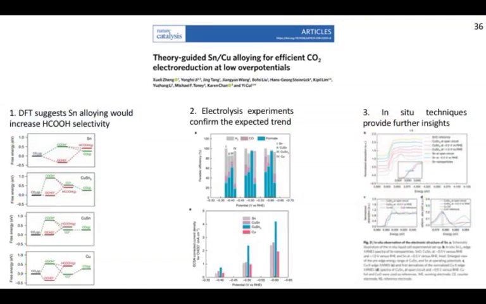For instance, this paper here on Nature Catalysis. So this will be pretty much what we mentioned before. First of all, DFT suggests that adding tin to the tin copper alloy would favor formic acid. It is observed in the electrolysis experiment, and so it confirms the expected trend. And the in situ techniques, in this case X-ray absorption, can provide further insights.